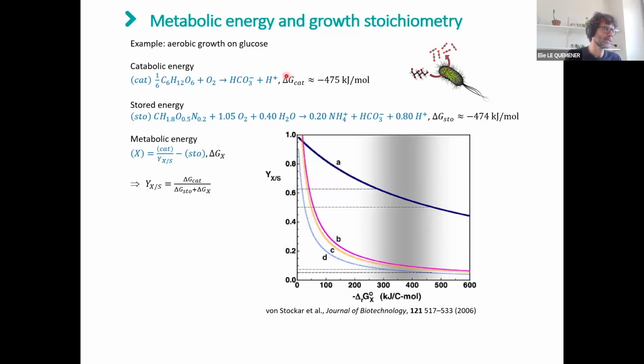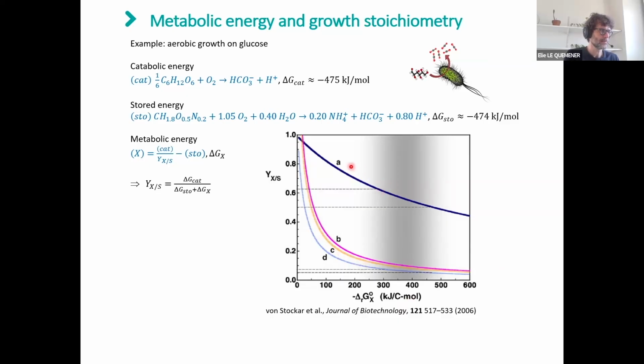So you have the catabolic energy, the stored energy, and you have the delta Gx, which is the metabolic energy that currently we don't know. And you see that we have a relationship between the yield and this metabolic energy. And if we plot, we have something like that. So for aerobic metabolism, the blue line is like that, and for anaerobic metabolism, it's like that.